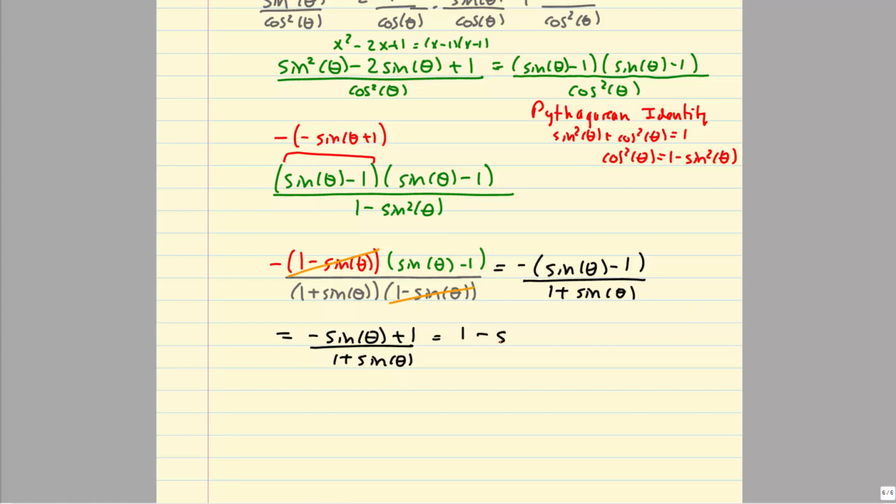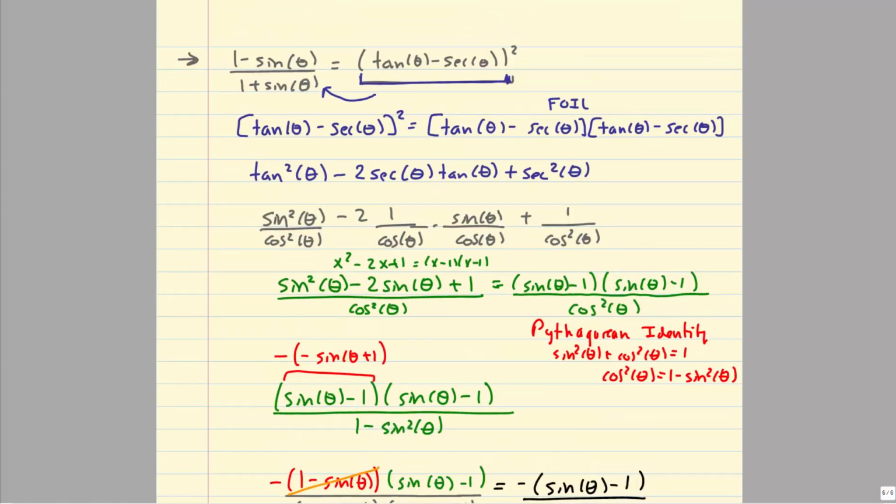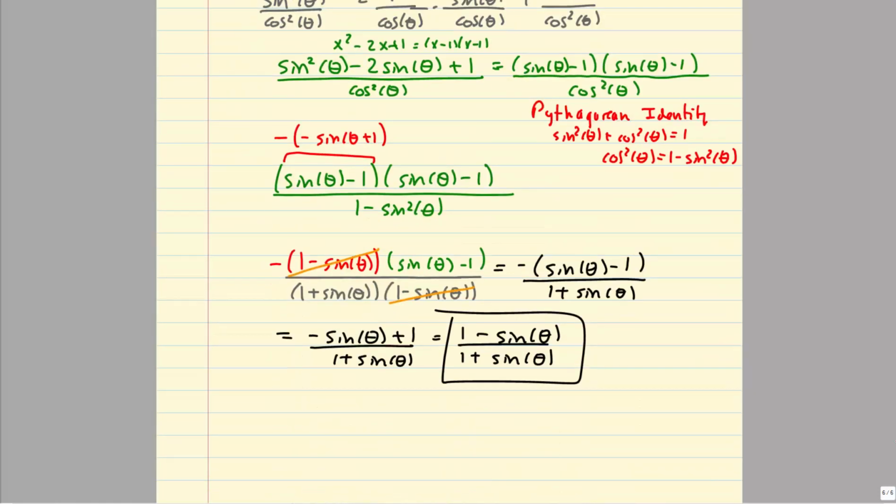I'm going to rewrite the top as 1 minus sine theta over 1 plus sine theta, and that is what I wanted on the other side, 1 minus sine theta over 1 plus sine theta. So this has been established.